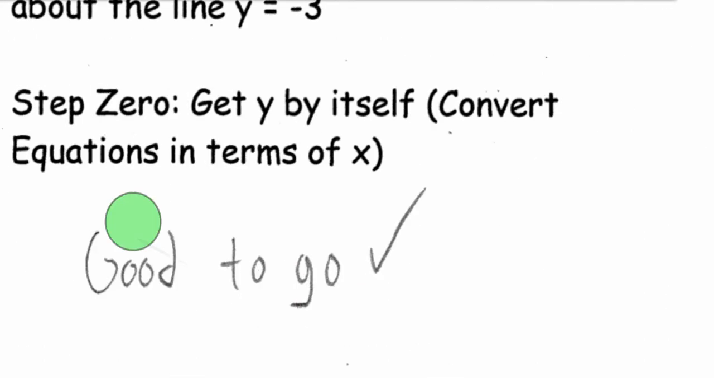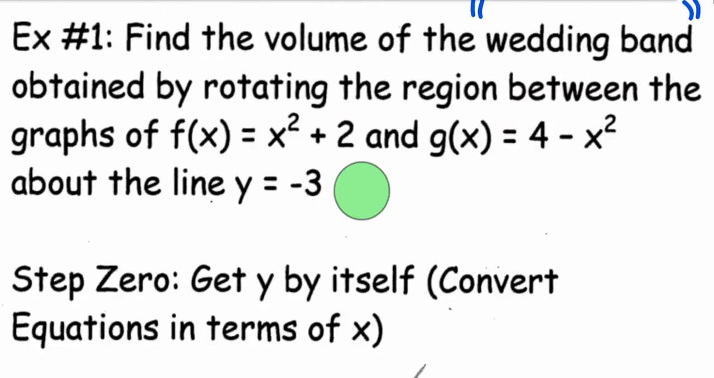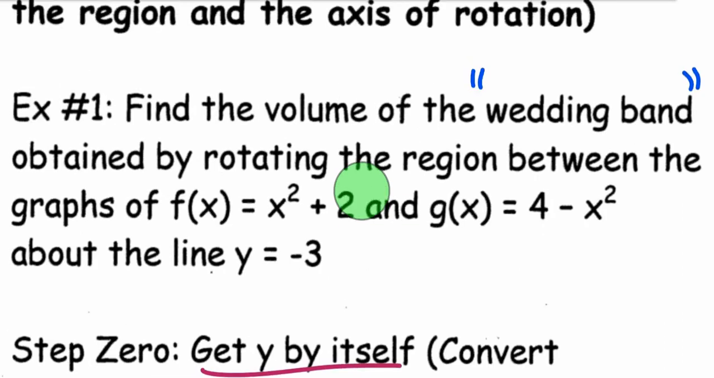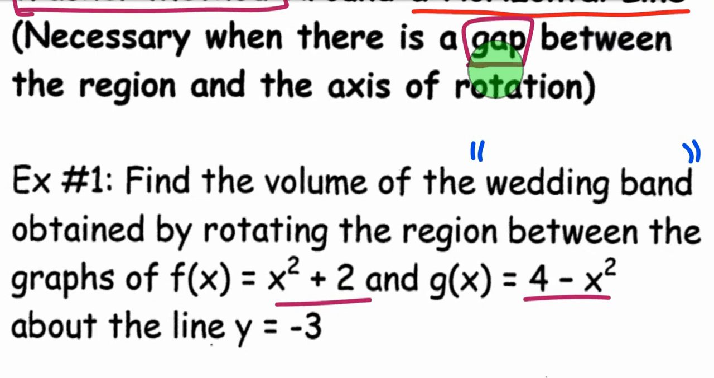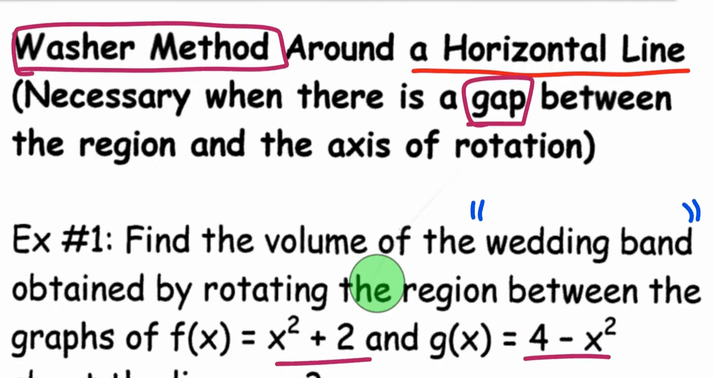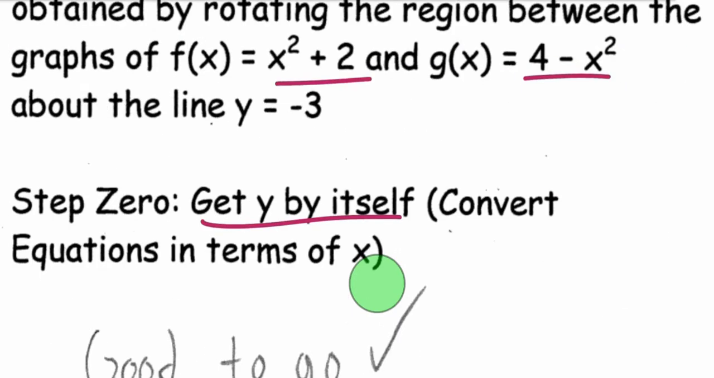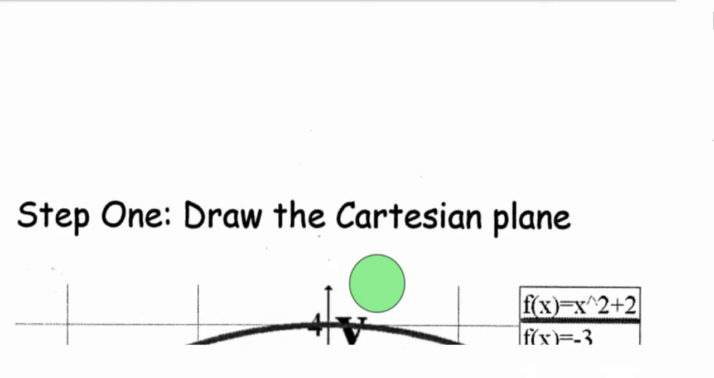Again, for the initial step, or step 0 as I like to call it, we will get y by itself. We have to get y by itself when rotating about a horizontal line. When you get y by itself, both of these equations should be in terms of x. You have f of x equals x squared plus 2 and g of x equals 4 minus x squared. That has to be the case when you're rotating about a horizontal line, because your limits are going to be in terms of x for your interval.